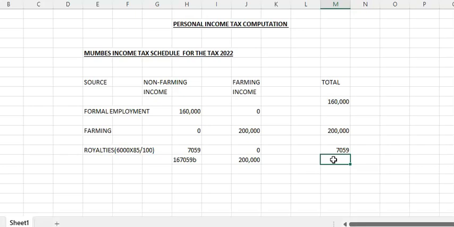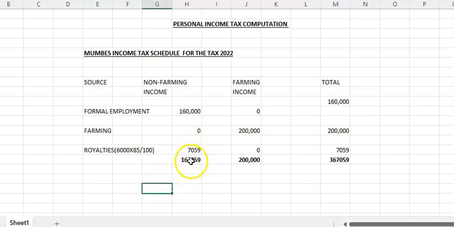So it will be actually 367,059. Direct computation. No much mathematics. It's just a simple addition. Taxation is simple. Okay, so we get that now, 167,059.